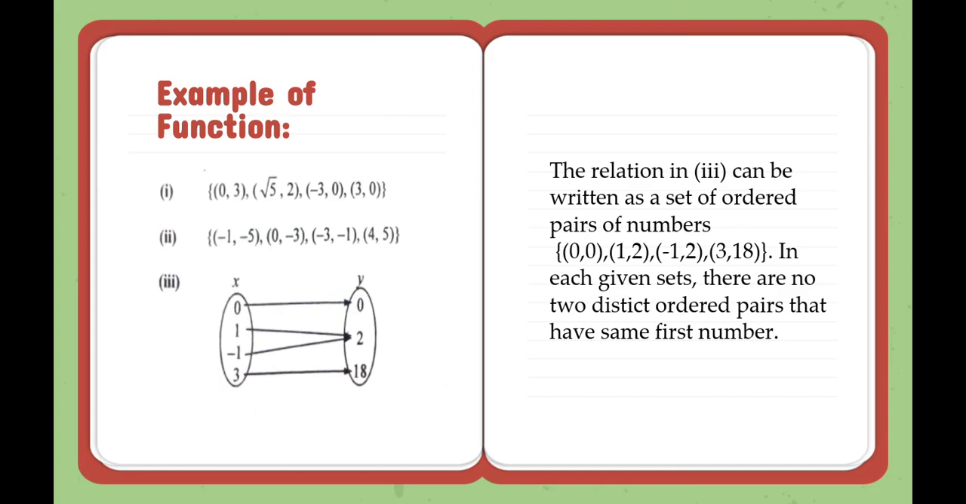Dahil ang given po ng function po natin is dapat po independent po ang kanilang value. So, the relation in 3 can be written as a set of ordered pairs of numbers 0, 0, 1, 2, negative 1, 2, and 3, and 18. In each given sets, there are no two distinct ordered pairs that have the same first number. So, yun nga yung sinabi ko po kanina na sa mga tatlong givens na yan, example po siya ng function dahil kung mapapansin po natin, hindi po naulit ang values ng x values natin.